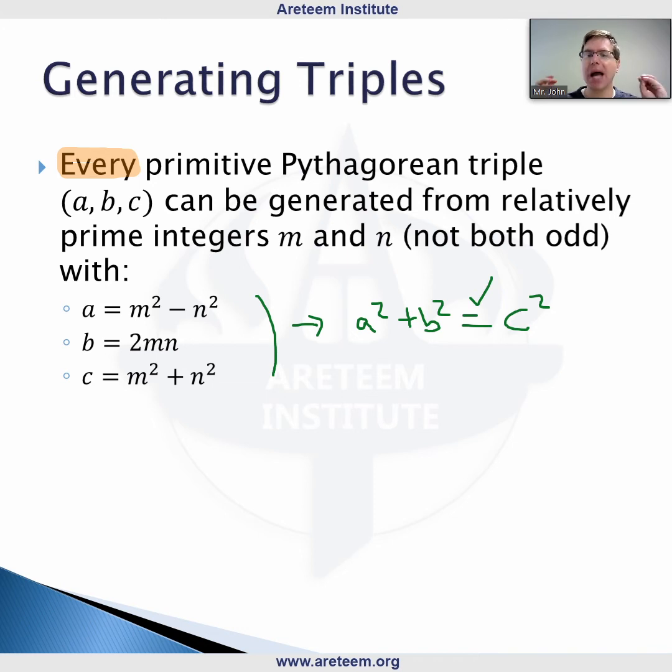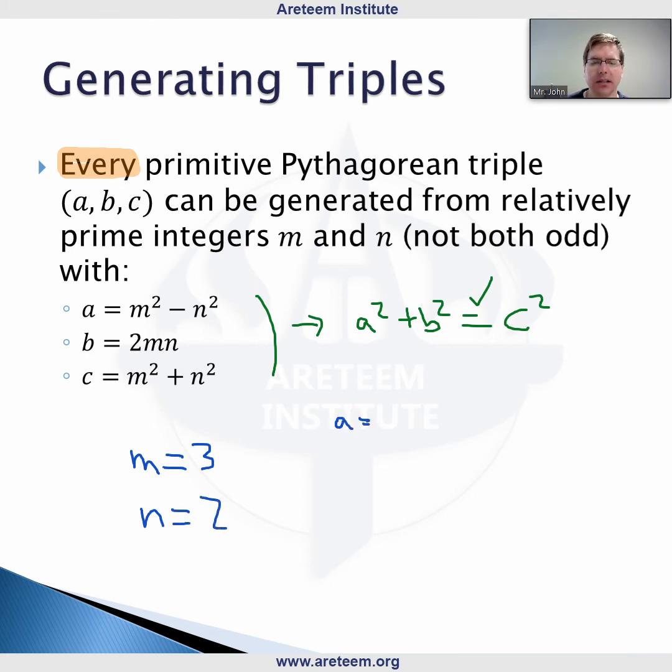But the magic of this is that every triple can be generated in this way. So you can actually find the m and n for any triple I give you. Let's look at one example, where we generate a triple from the numbers m and n. Let's do a small example of what happens when m is 3 and n is 2.